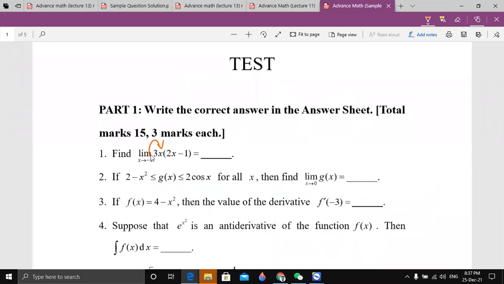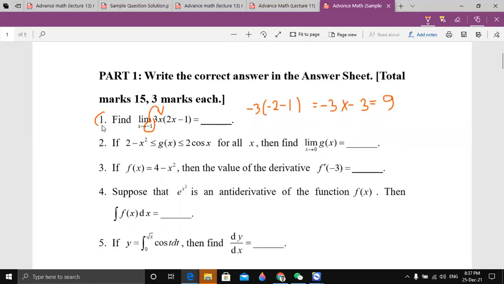So if we substitute x equal to -1, 3 into -1 into 2 into -1, that means -3 into -2 -1, right? So it will be -3 into -3. So it will be 9. So this is the answer of number 1.